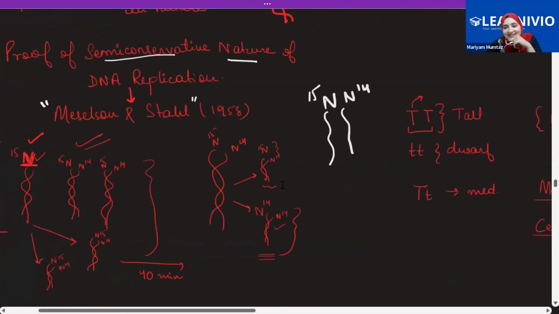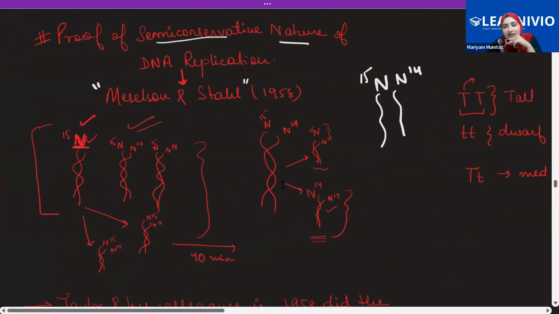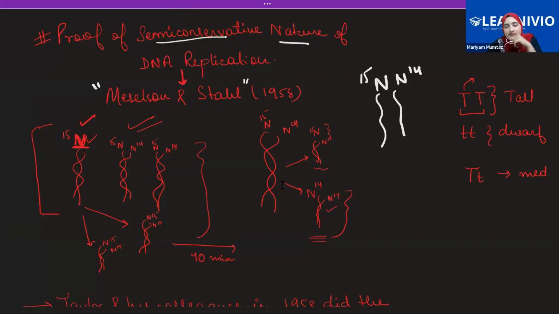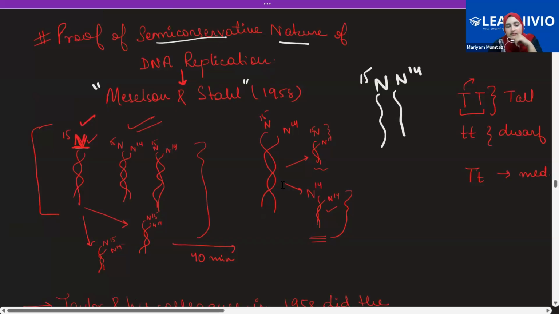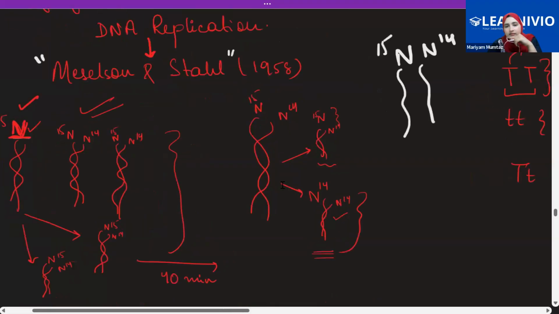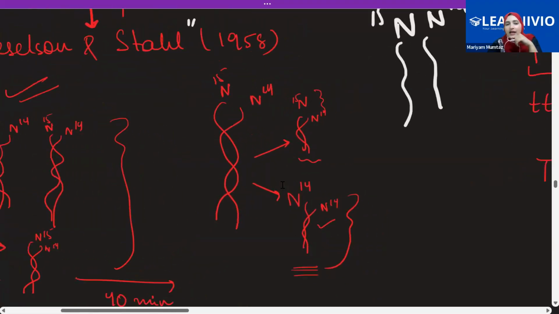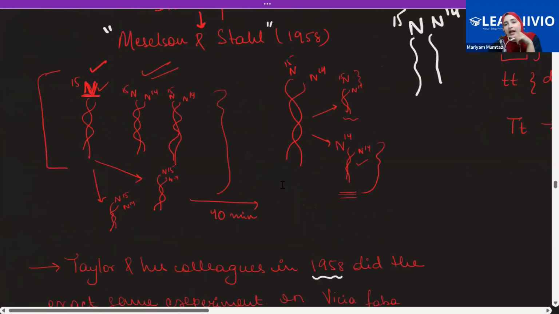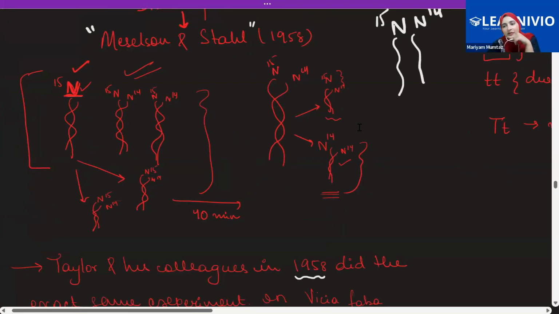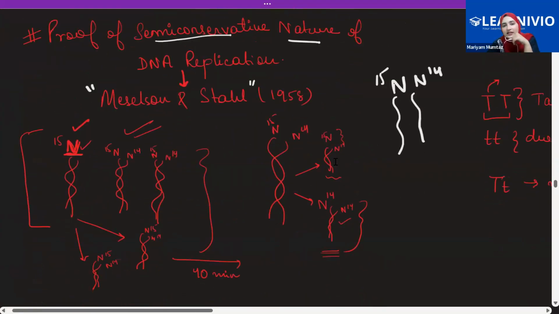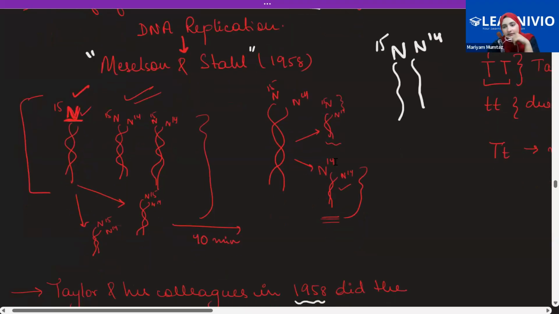No, it will come as like two things, hybrid, right? It will be like 15, 14, 15, 14, two of them, and then like one will be the exact copies of parents, I think, or new. Wait, I think it will be 15, 15 only. Yes, yes. And since we saw the hybrid one, the hybrid bands come along, that proved that the DNA was semi-conservative in nature.